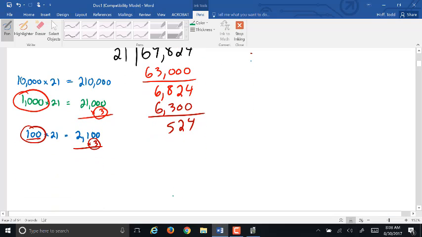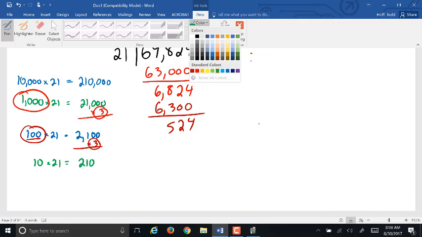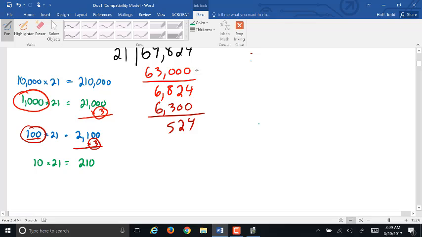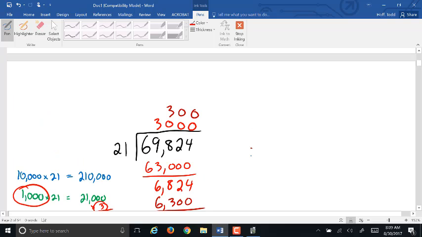My next place value is 10. 10 times 21, 210. Can I subtract that? Yes, I can do it twice. 210 times 2 is 420. Leaves me with 401, 104. Again, I just subtracted a bundle of 10 twice, so I subtracted it 20 times.